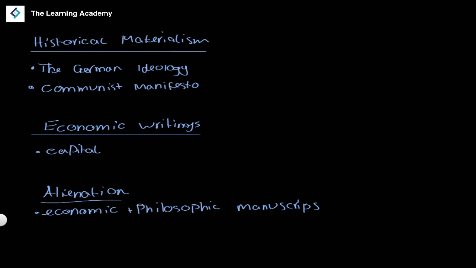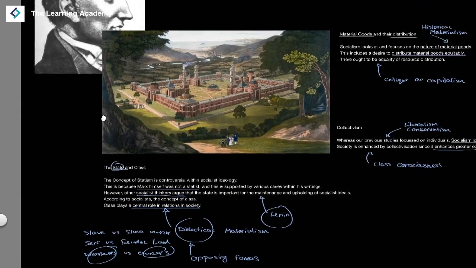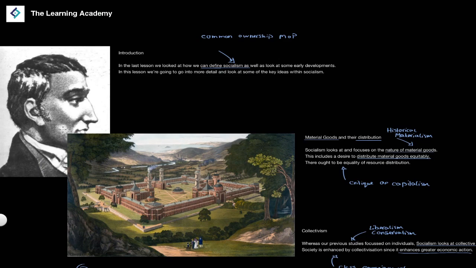So that's what we've got finished for this lesson, and in the next lesson what we're going to do is talk about historical materialism in more detail. We're going to look at it and look also at class analysis in more detail as well.